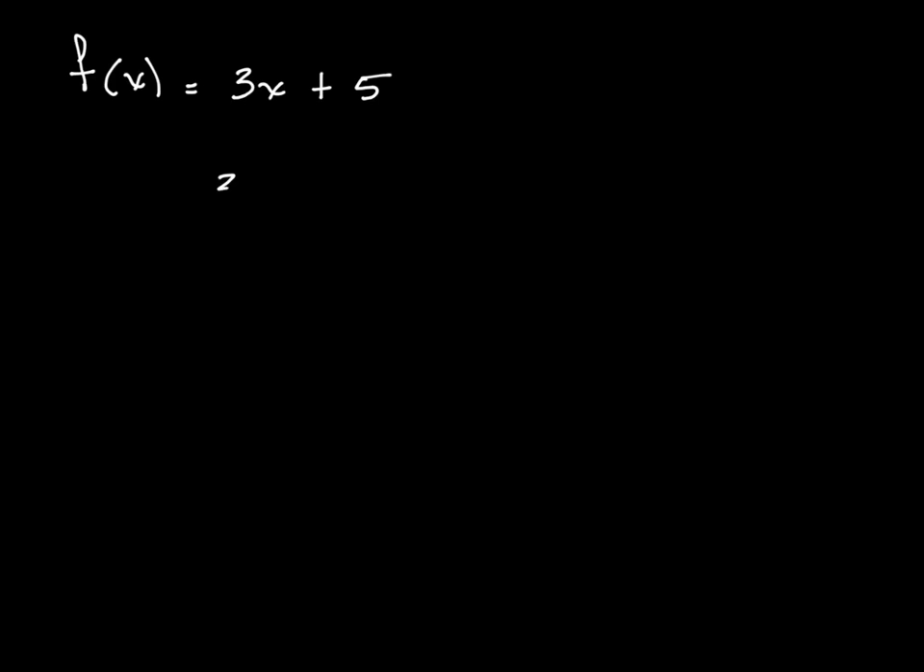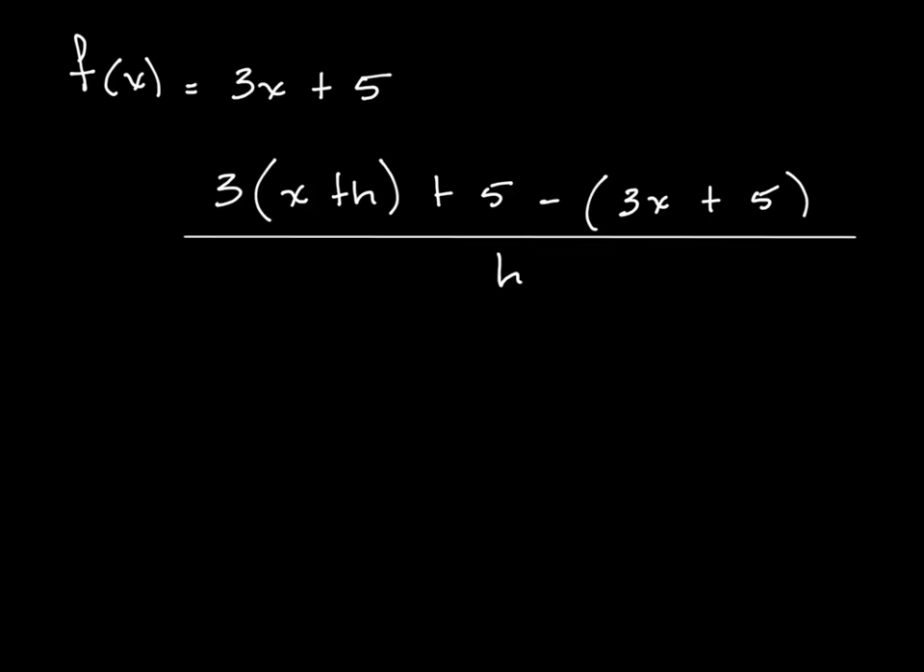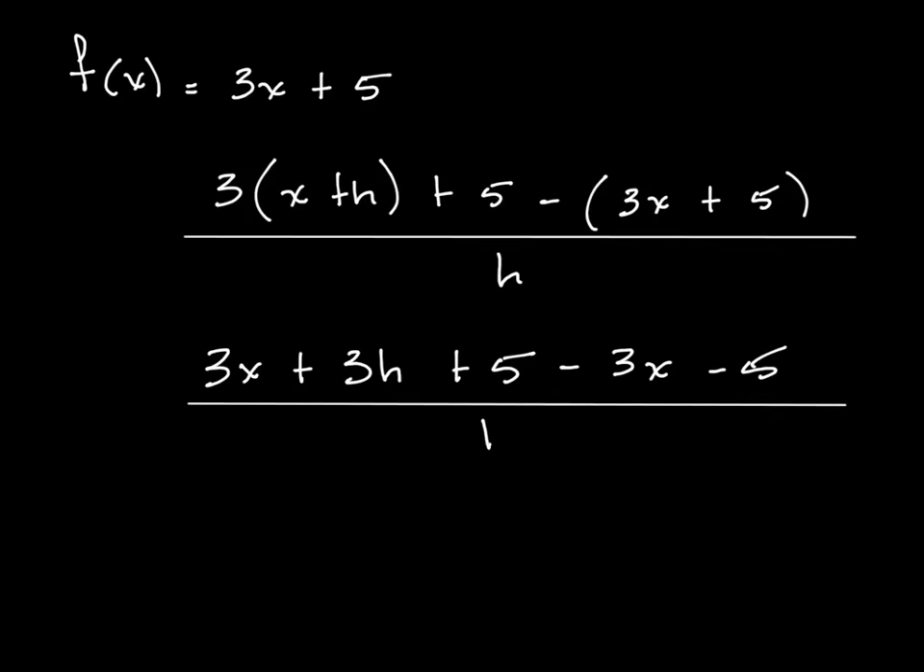We'd like to use our formula. So wherever we have an x, we are going to substitute an x plus h. So there's f of x plus h. And then I subtract the original function, f of x, and divide by h. So at this point, we're going to just use basic algebra skills. We'll distribute, combine like terms, and simplify as much as possible. So in the top, we'll get 3x plus 3h plus 5 minus 3x minus 5, and it's still all divided by h.